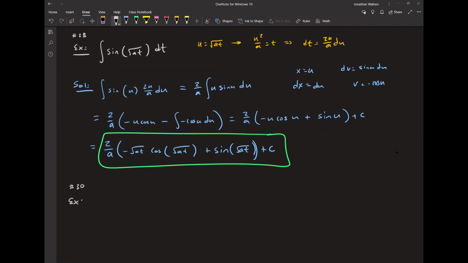Example number 30 from Stewart, 7th edition, section 7.5. This looks a little tricky. Integral from negative 1 to 2, absolute value e to the x minus 1 dx. So that's tricky.